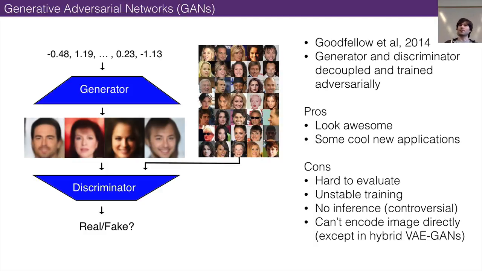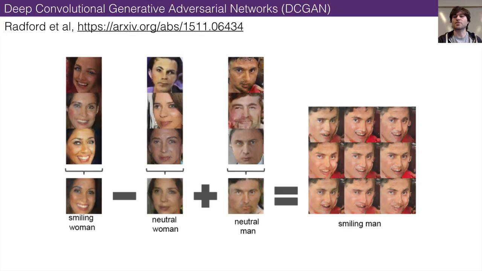They're similar to autoencoders, except they have a weird setup that involves two neural networks that are jointly trained in something of a competition with each other. I'll talk about this a little bit more next week. But let me just show you some cool things that you can do with them.